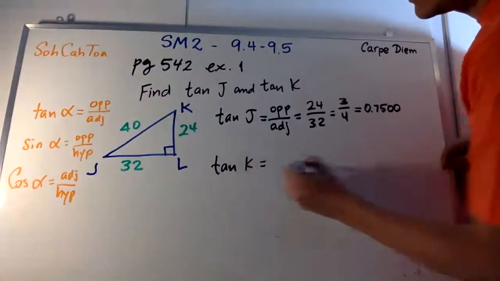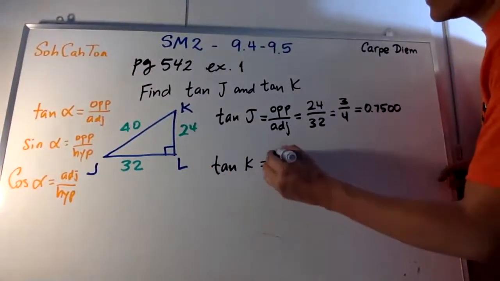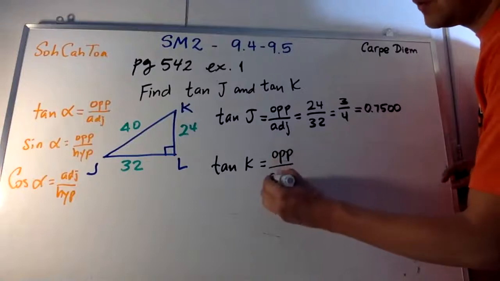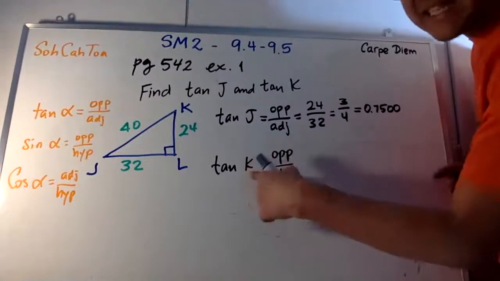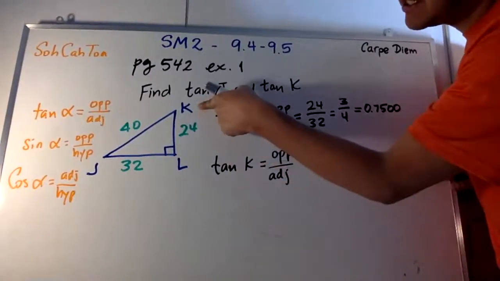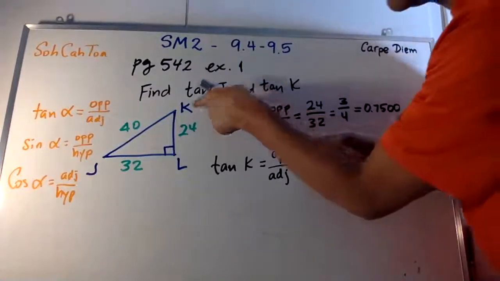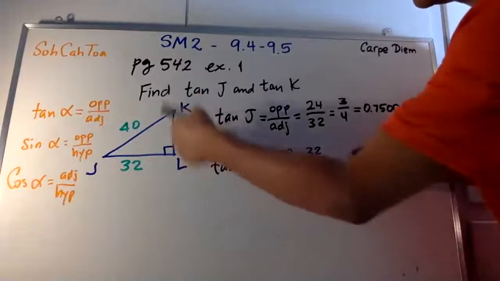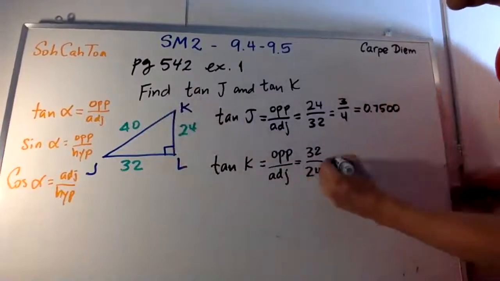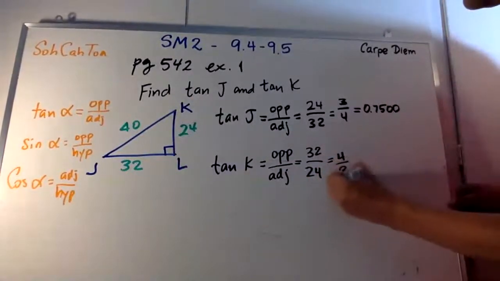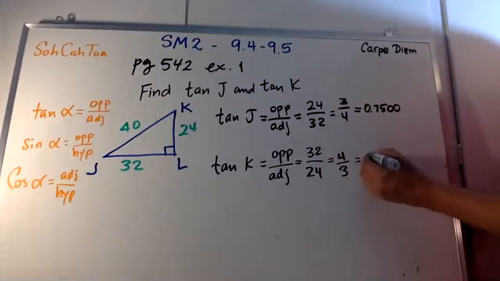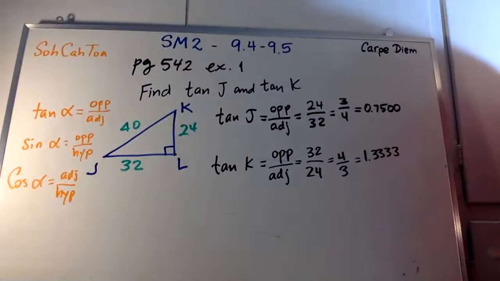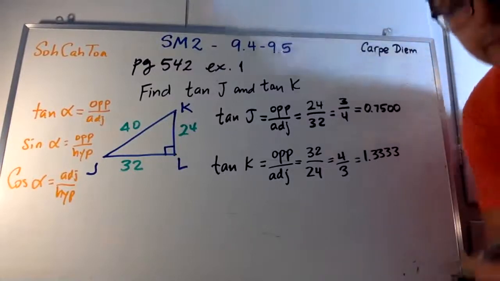Tangent of K. So remember, tangent means that I have to do opposite over adjacent, but now I'm standing on K. So I am standing here. What is opposite to K? It's this segment, so it's 32. And what is adjacent? It's 24. So this is going to be 4/3 if we simplify, or this is also 1.3333. And that's it. Okay?